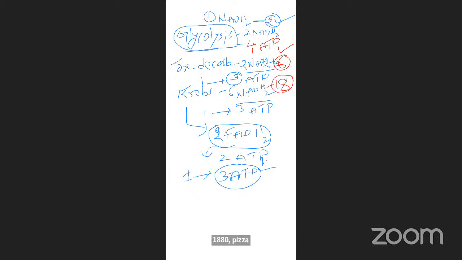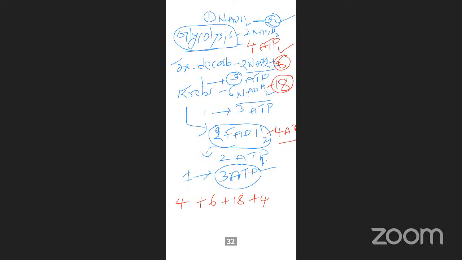What about FADH2? There are 2 FADH2, and one FADH2 produces 2 ATPs, so in the Krebs cycle the FADH2 give 4 ATP. Now, how many total ATP in glycolysis? 4, right? In oxidative decarboxylation, 6, right? In the Krebs cycle, 18, right? And from FADH2, 4. Yes, sir.